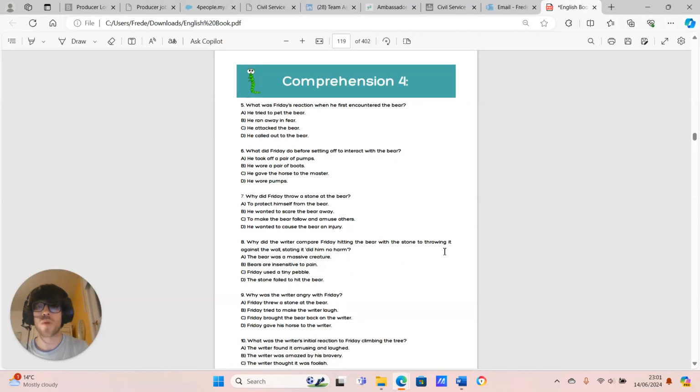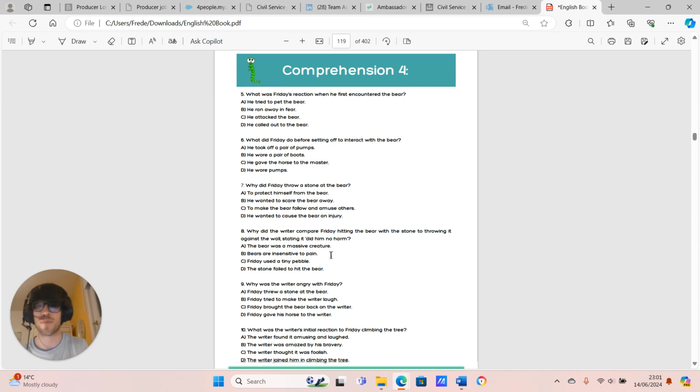Where are we? Down here. The stone fell to hit the bear. It definitely hit the bear. Process of elimination. The bear was a massive creature. Remember how it keeps saying monstrous. The bear is monstrous. It's a massive bear.